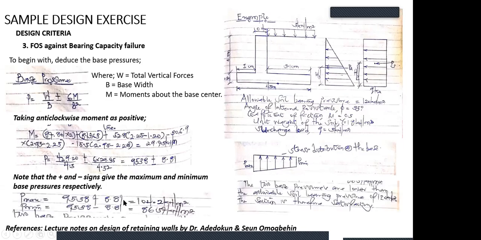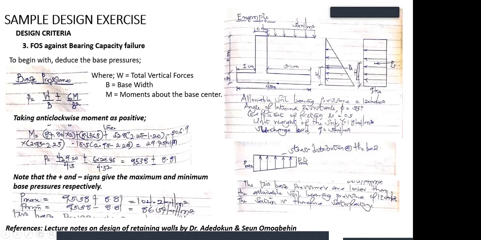So if you use plus, you are going to get your maximum, which is 104.2 kilonewtons per meter square. If you use minus, you are going to get 86.5. So your P max, which is at the top, at the point of the toe, is going to be what?